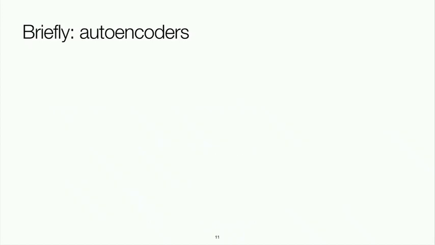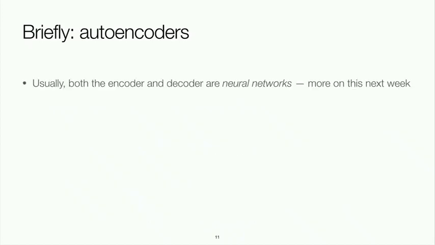But I will tell you one more time. Usually in autoencoders, both the encoder and the decoder are neural networks. And we will talk more about this next week. But that's kind of the model of choice when we're talking about these kind of nonlinear functions with parameters that we're trying to learn. Usually when I say that, people think neural networks, and usually you're right. Okay?